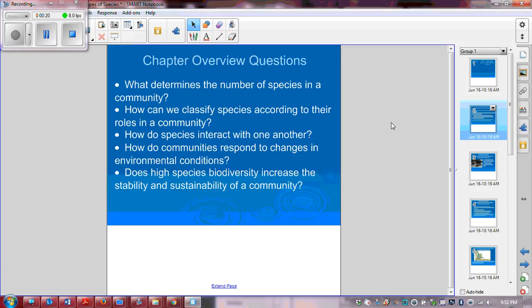We'll look at how the numbers of species are determined in a community, how we can classify species according to their roles, and that's those categories that I was just talking about. And then how do those species interact with one another, how do they change to environmental conditions, and does high species diversity, biodiversity, increase the stability and sustainability of a community? So we'll look at that, what they call ecosystem inertia, or that ability to resist change.